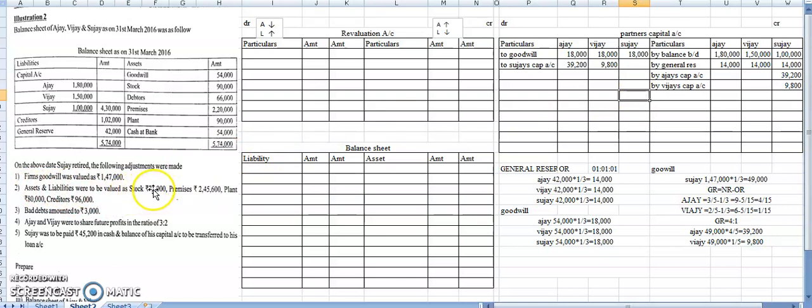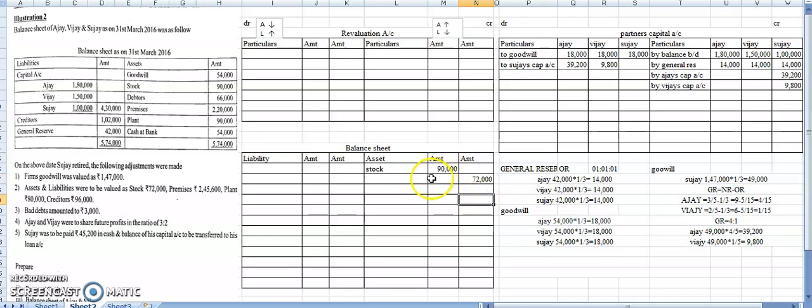First, stock valued at 72,000. So I'll write the amount of stock which is given on the asset side, stock 90,000, in the internal column. So stock amount 90,000, which is given in the balance sheet in our question. I am writing it in the internal column. Then the revalued amount I am writing in the main column, that is 72,000.